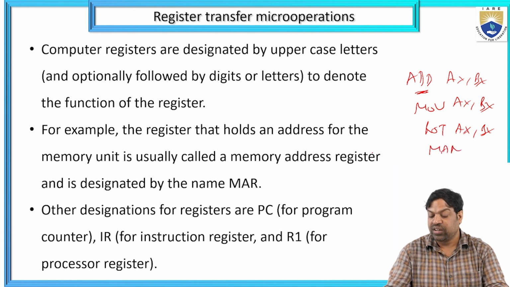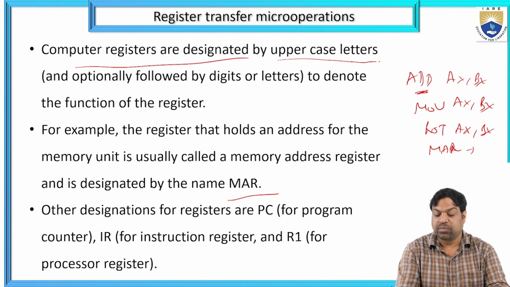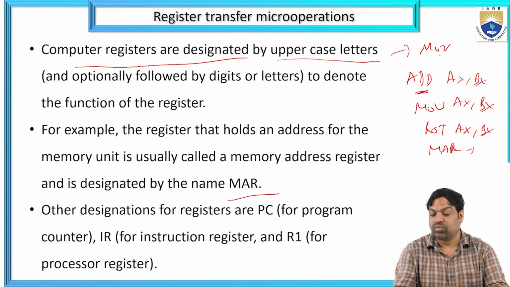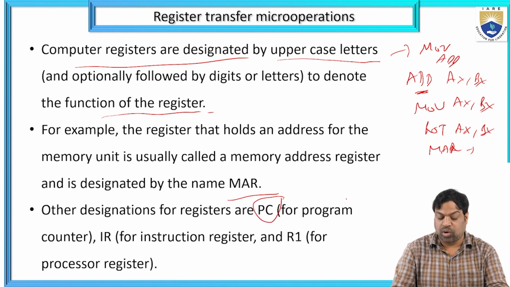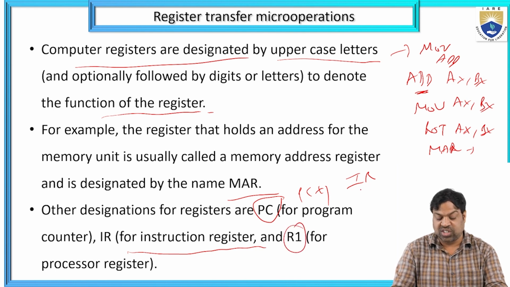Here one example is MAR, memory address register. So the computer designates registers by uppercase letters only, move, add like this. To denote the function of these registers, an example is the memory address register, designated by MAR. Other designations of the registers are PC, program counter, PC plus 1 for the next program count. Instruction register: it holds the instruction of the microoperation. What is the first line of the microoperation? That is the instruction register. And R1 means register R1.